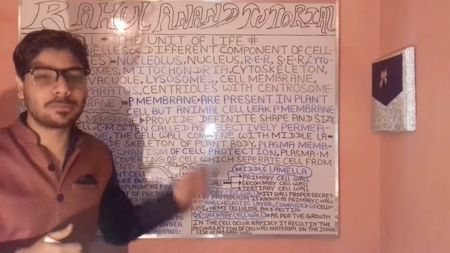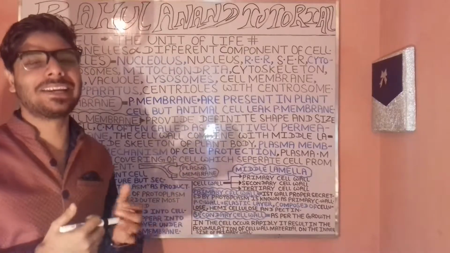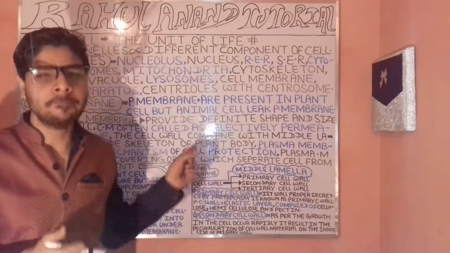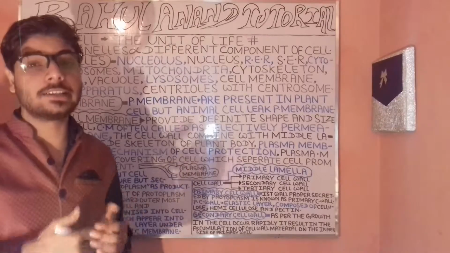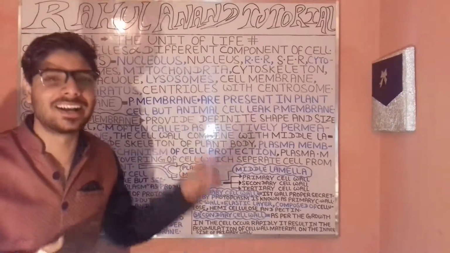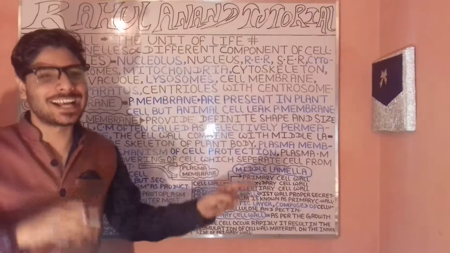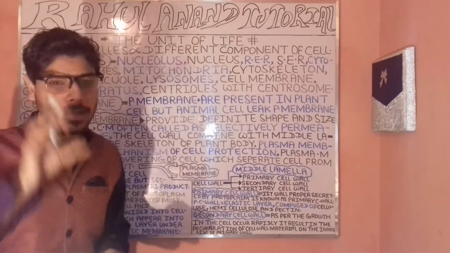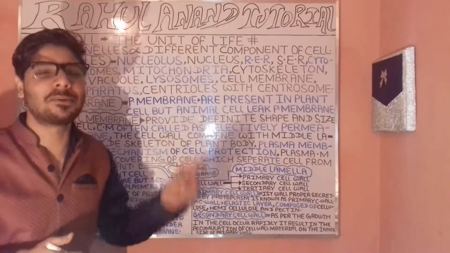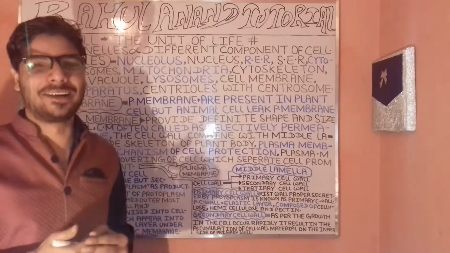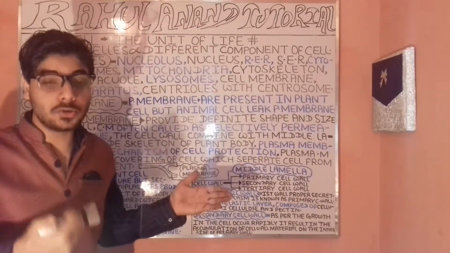When we are talking about what the cell organelles are, you are very clear about that. These are the components of the cell, or rather the different components of the cell. So now let's understand in detail what the components of the cell are.